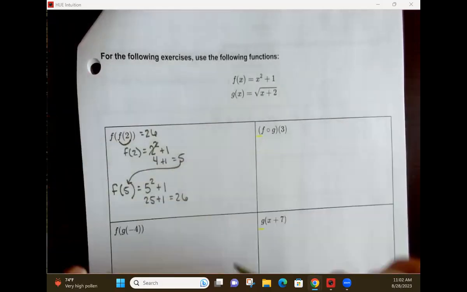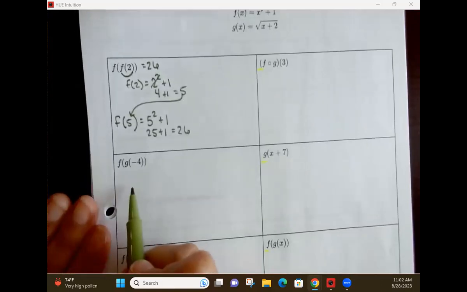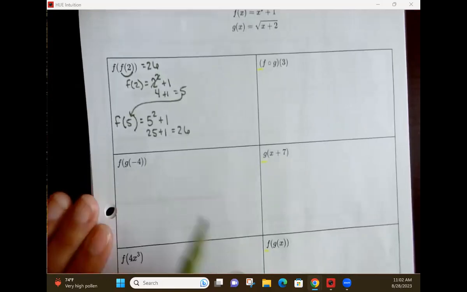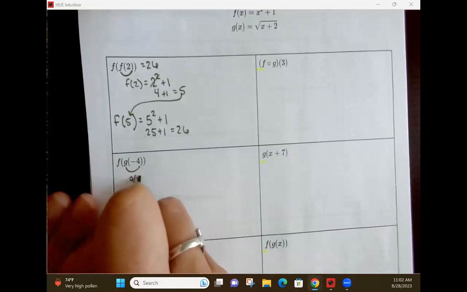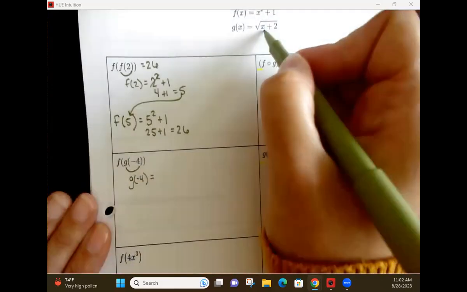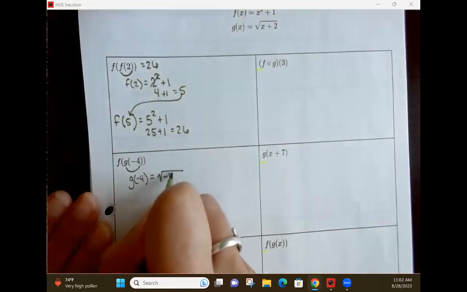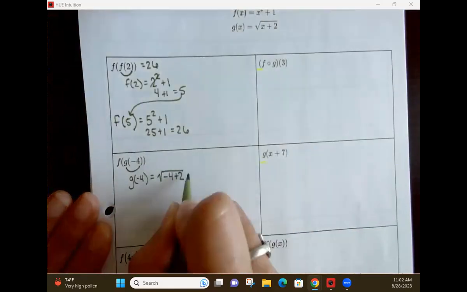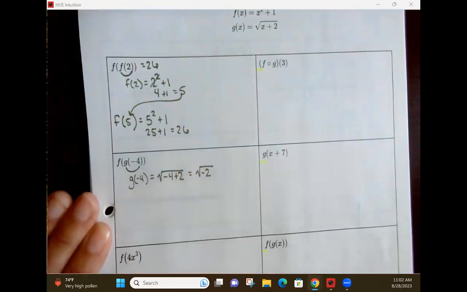And then together, we're going to work down the column this time. Instead of going back and forth across, we're just going to go down this first column. For our second problem here, f of g of negative 4, we're going to start with g of negative 4. So g of negative 4 means we are plugging negative 4 in for x in our function g of x. That'd be the square root of negative 4 plus 2, which would be the square root of negative 2.